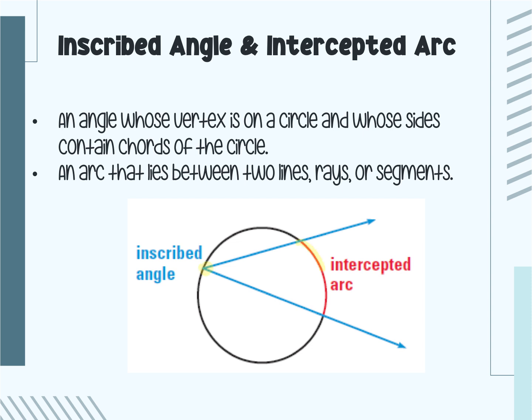And then this is my intercepted arc, the arc that lies between the two lines, rays, or segments. So yes, this is a ray. It has an endpoint and it continues. You could have a segment or you could have two lines. So the arc is what's in between those two.